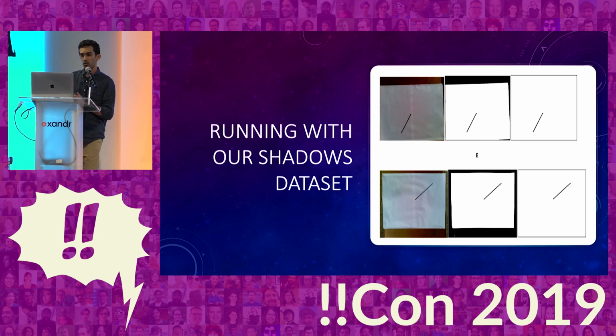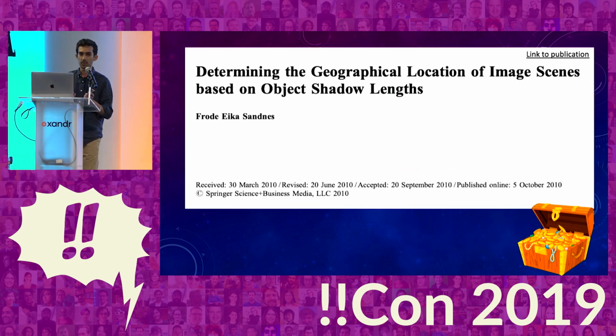While doing research for this project, we came across this interesting paper. It was titled Determining the Geographical Location of Image Scenes Based on the Object Shadow Lens, written by Professor Frode Sandnes. It was an interesting paper, and we thought maybe we are not going to get time to work on this because this seemed like a lot of work.